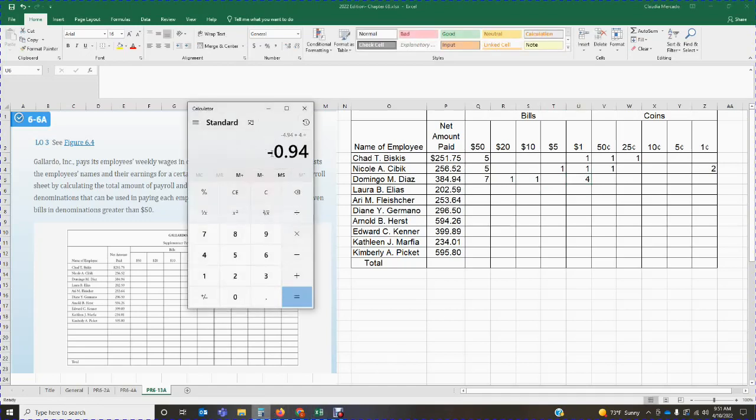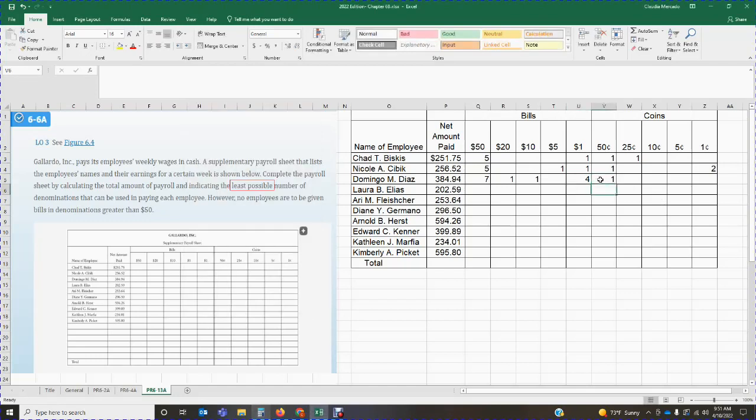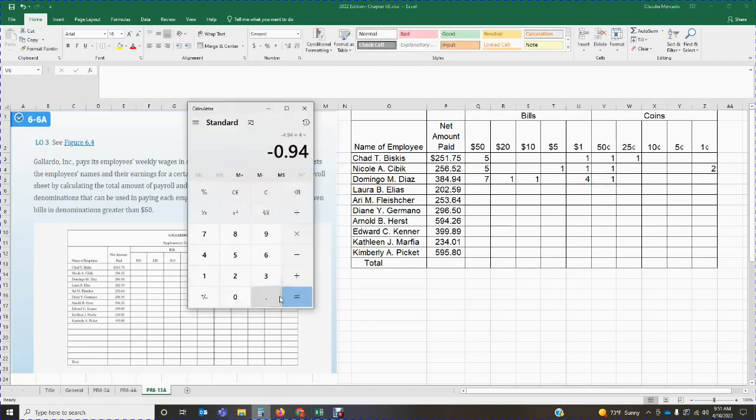So now I just need to worry about the coins. I've got 94 cents to give out. So I know I'm going to give them one 50-cent coin. So I'm going to add 50 cents. Now I need 44 cents. So I need to jump to the next one, 25 cents. Can I give them 2 quarters? No, that'll take me over. I can only give them 1 quarter. So I'm going to add 25 cents.